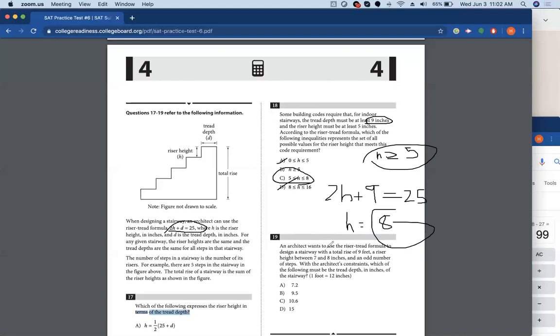Okay, an architect wants to use the riser tread formula to design a stairway with a total rise of 9 feet, a riser height between 7 and 8 inches, and an odd number of steps. With the architect's constraints, what must be the tread depth in inches of the stairway? Okay. H is the riser height, D is the tread depth. So he wants a stairway with a total rise of 9 feet, a riser height between 7 and 8. Okay. Tread depth.